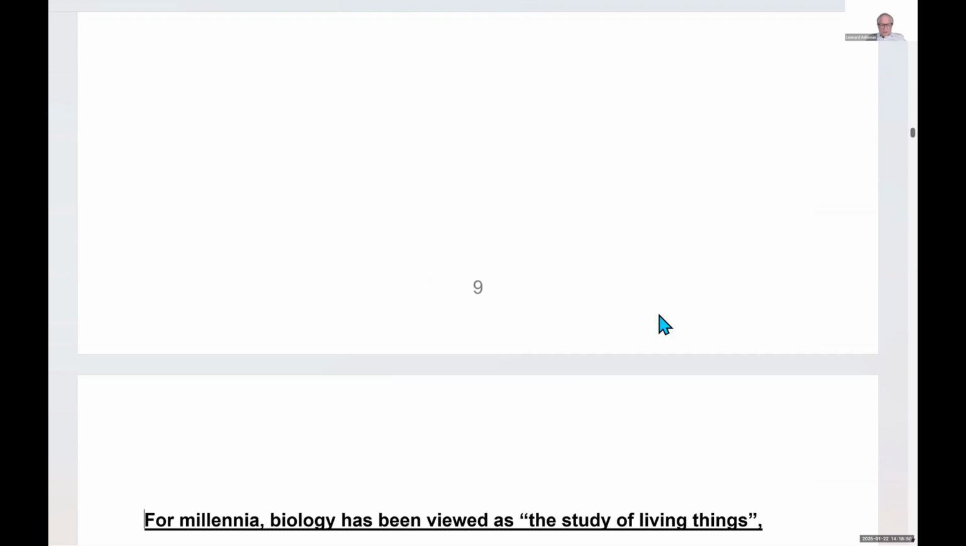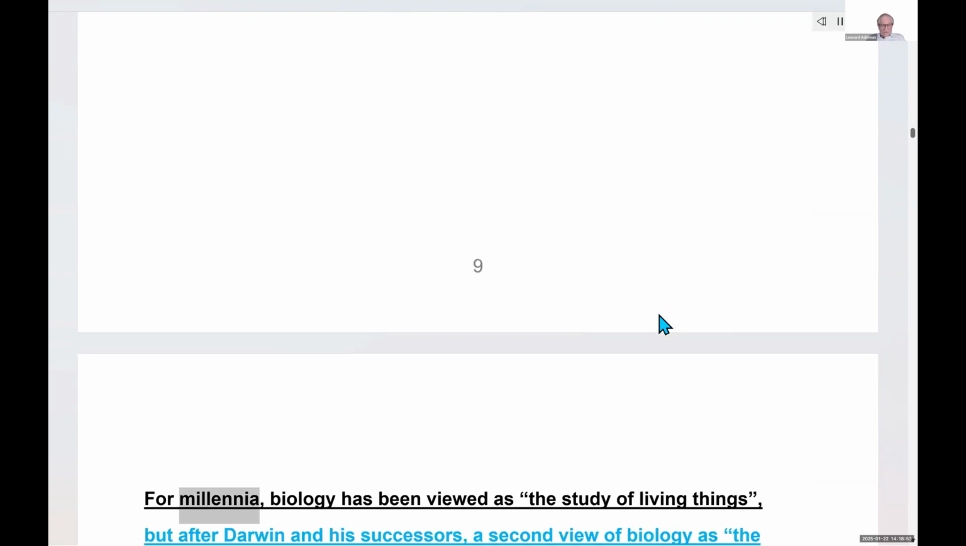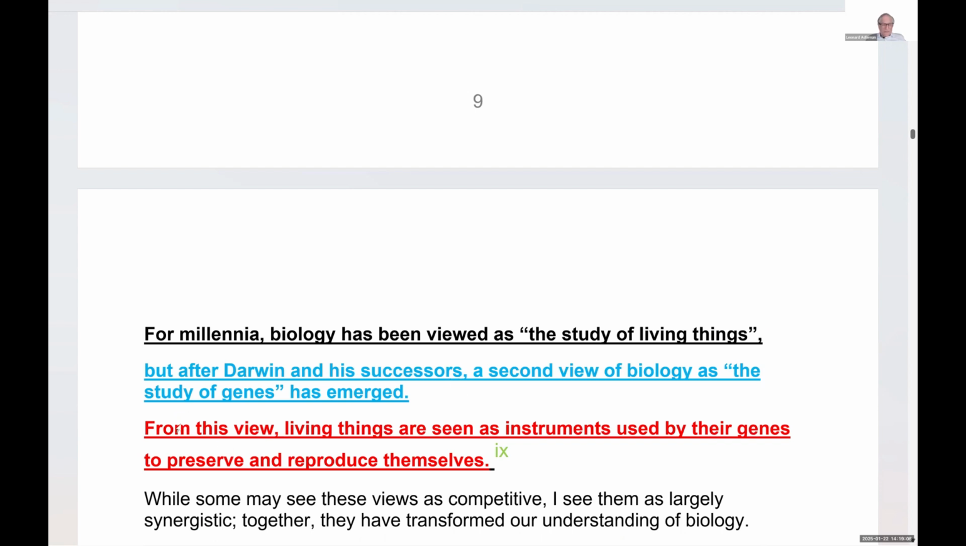which I've written here. For millennia, biology has been viewed as the study of living things. And that's the standard definition of biology, the study of living things. I mean, the word itself means the study of living things. After Darwin and his successors, a second view of biology as the study of genes has emerged. Okay, so now you can view biology two ways. It's the study of genes or it's the study of living things. Okay. And from this view, living things are seen as instruments used by their genes to preserve and reproduce themselves.